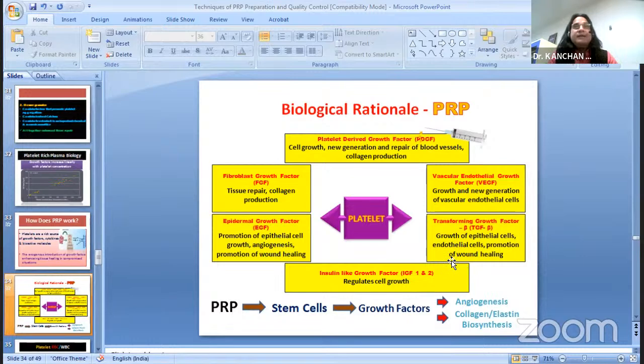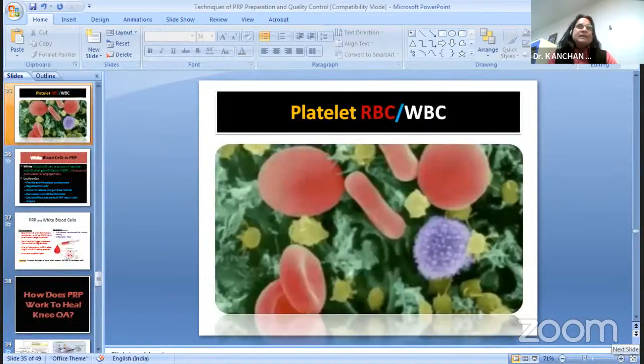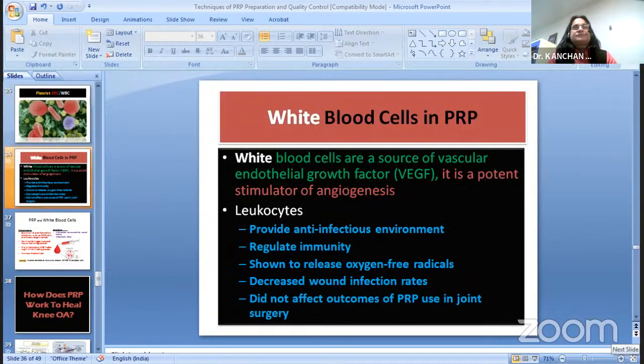So all these growth factors have different roles, right? Like insulin-like growth factor, IGF-1, IGF-2, they regulate cell growth. So all growth factors are very important. They do angiogenesis, collagen, and biosynthesis. If you want maximum growth factor, your PRP needs a maximum platelet count, at least more than 5-fold, right?